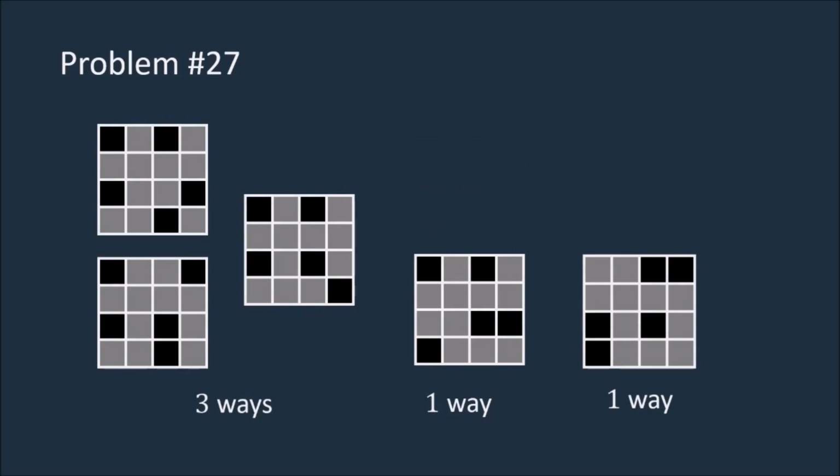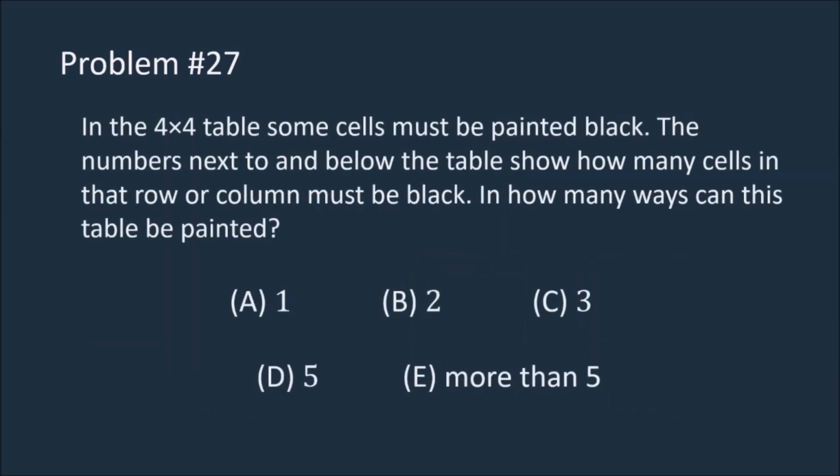3 if the top 2 are shaded, 1 if the bottom 2 are shaded, and another one if the top and bottom is shaded in the first column. So in total, that's 5 different ways to shade the table. So the question asked us, in how many ways can this table be painted? The answer is 5. Letter D.